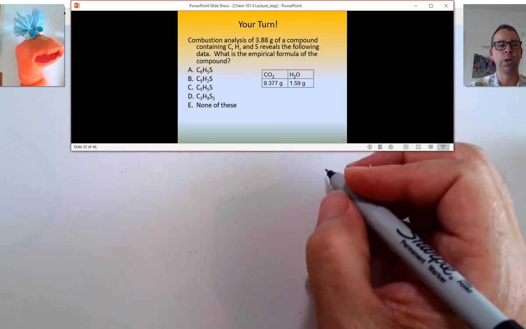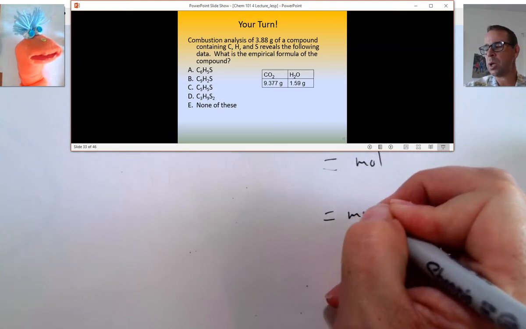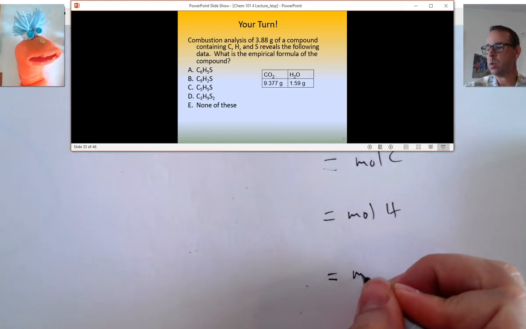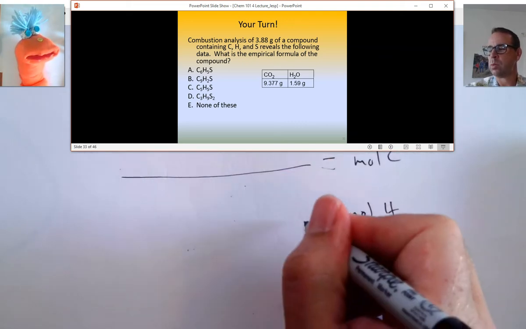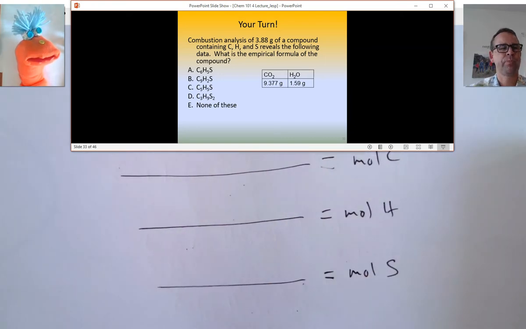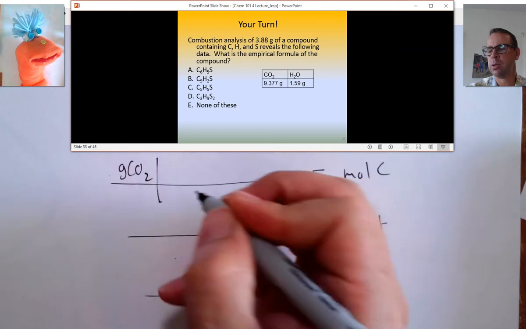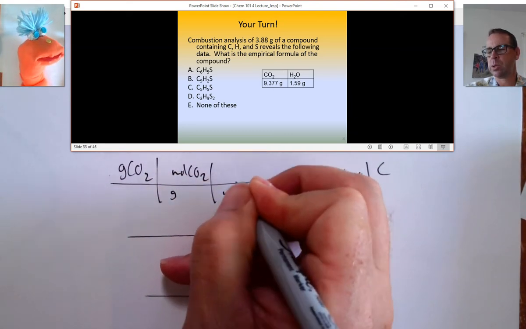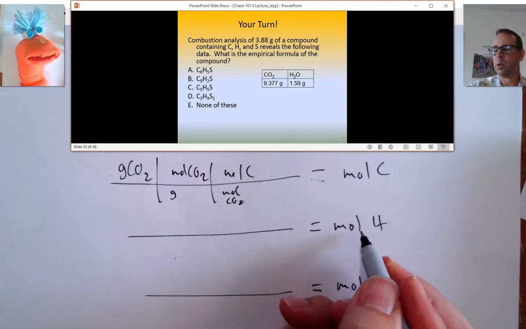Oh, you want the moles then, huh? That's right. We want moles of carbon, moles of hydrogen, and eventually moles of sulfur. That's the third element in there, right? Yeah. Okay, so how do I get these? Well, moles of carbon you get from grams of carbon dioxide. Very good. Grams of carbon dioxide to moles of carbon dioxide, and then moles of carbon dioxide to moles of carbon, right? Yeah.